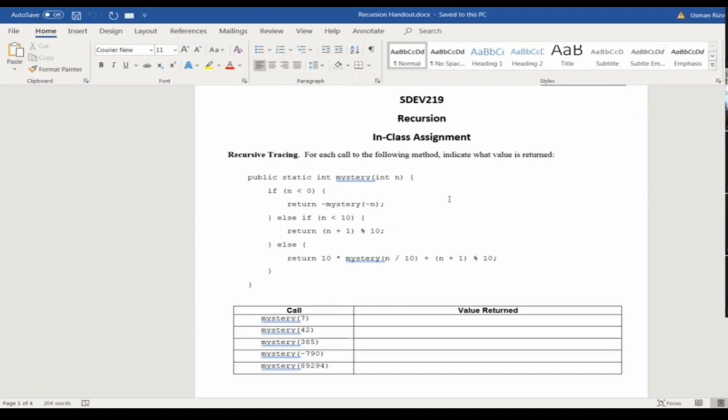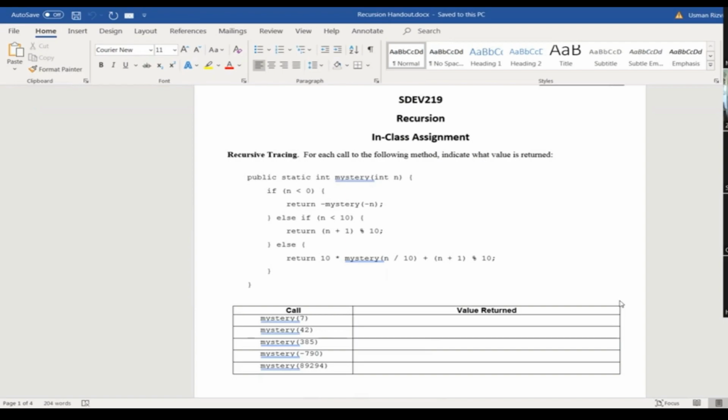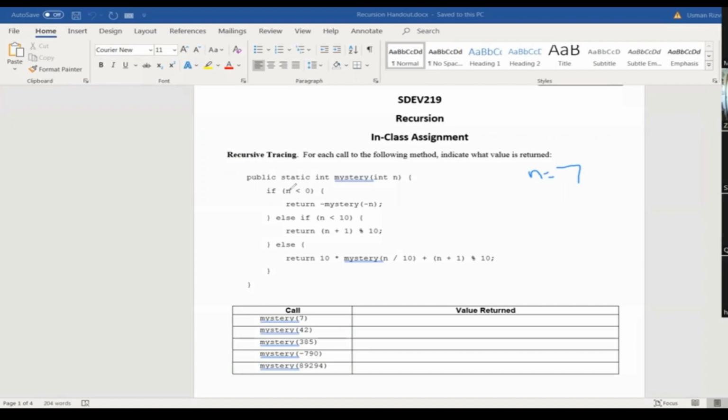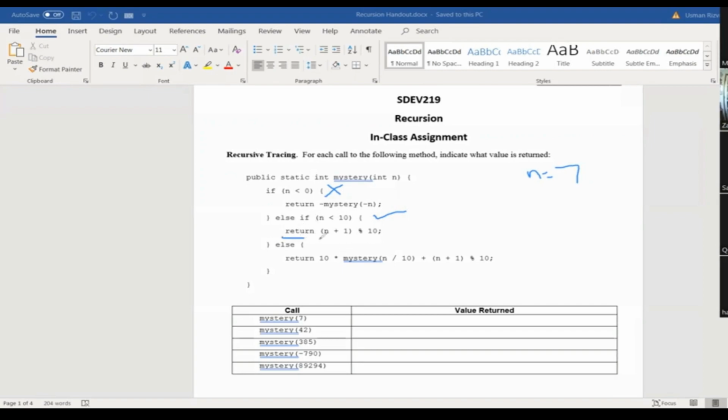All right, so let's get into recursion. What is this method trying to do? We have to figure out when the call is mystery(7), so n equals 7. We need to figure out what's going to be printed. I'm actually going to do annotation. So n equals 7, and 7 comes here, and it goes into the first if: is 7 less than 0? That's not true, so we don't go in there. Then we go to else if 7 is less than 10. So we do go inside that statement, and then we return this.